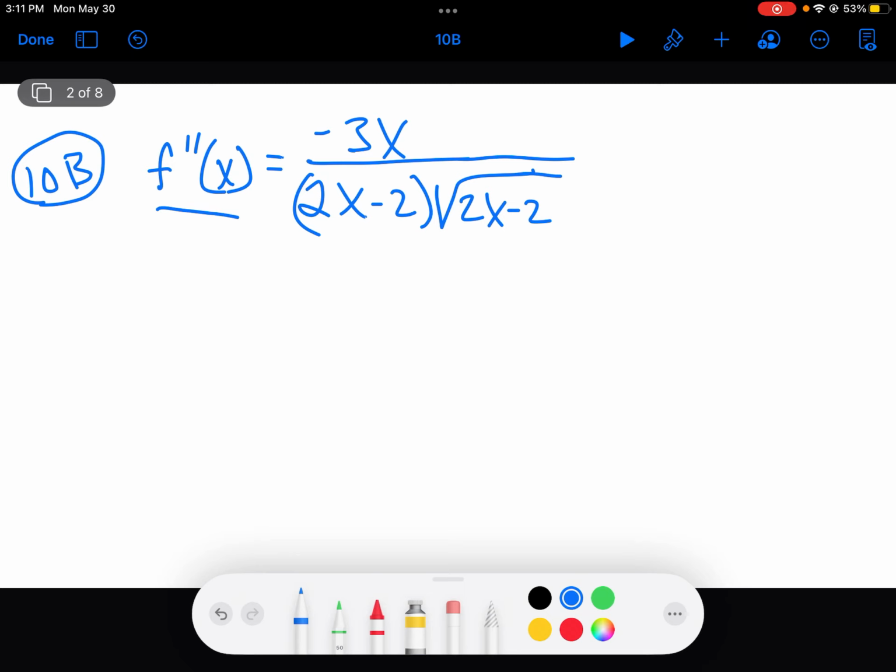Is this negative? Is it positive? And does it ever change signs? So negative, positive, or both. That's what we care about. And the domain is the region of interest, or the domain is still 1 to infinity, because the original function is undefined at less than 1. Okay, so that's a given.